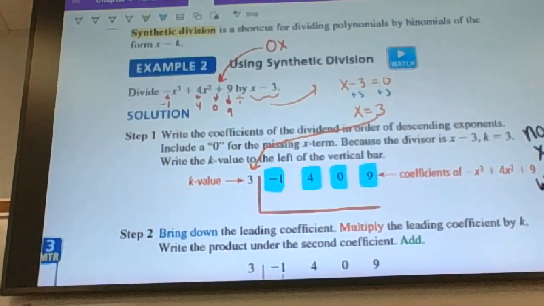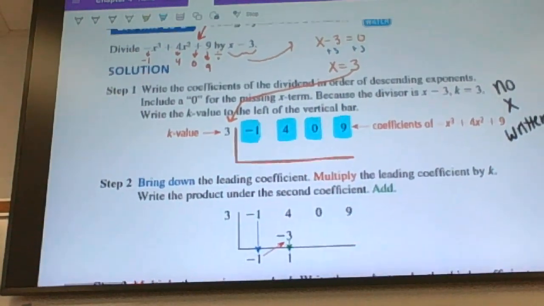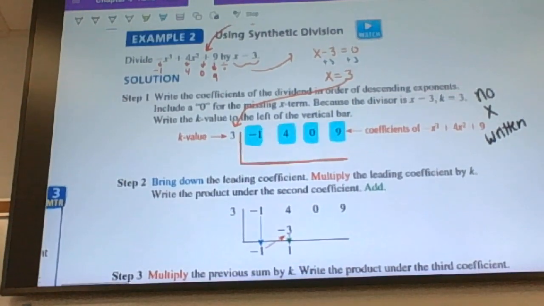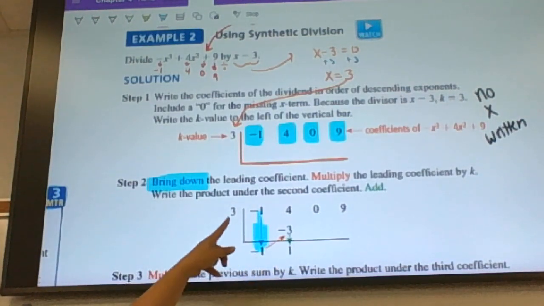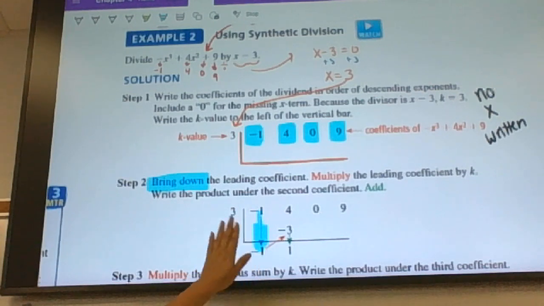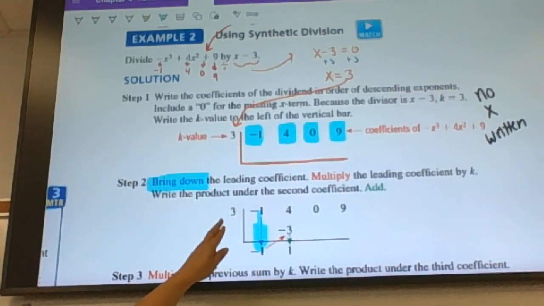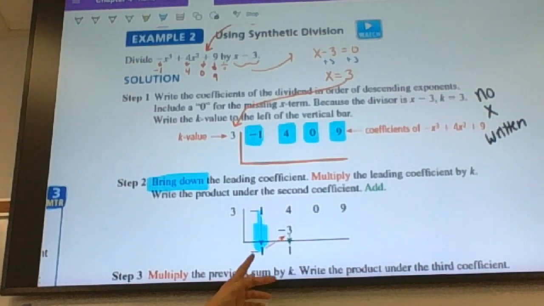So just give it a shot before you decide you get stuck on the long division. Okay, the next step, you bring down the first number. You just rewrite it. -1 here. You then multiply everything times this number outside here. This k value is kind of the star of the problem. Every number down here gets multiplied by that. So -1 times 3 is -3.